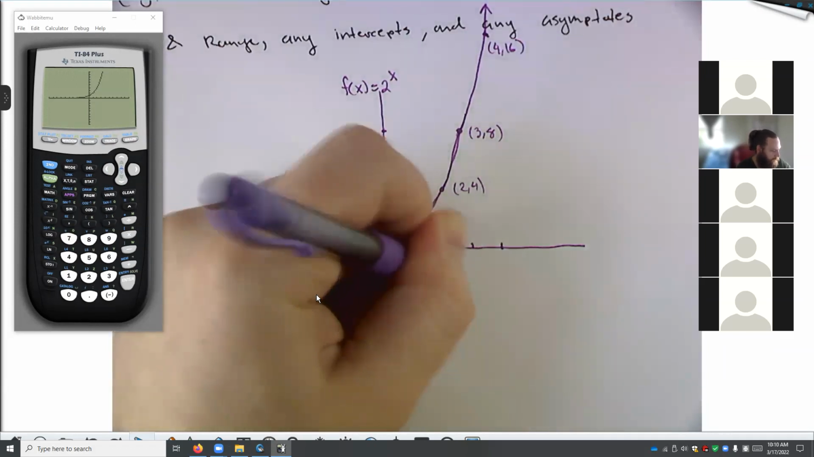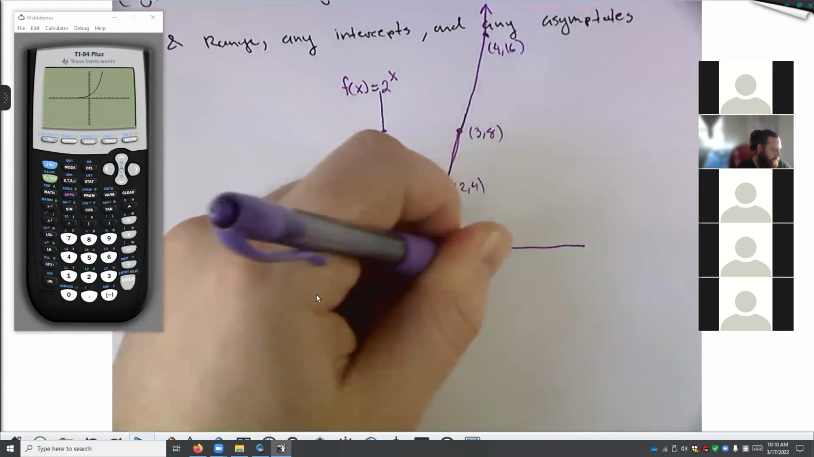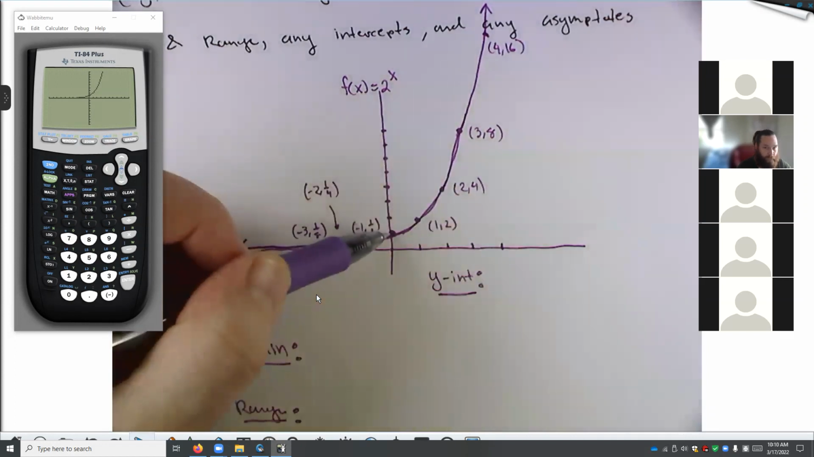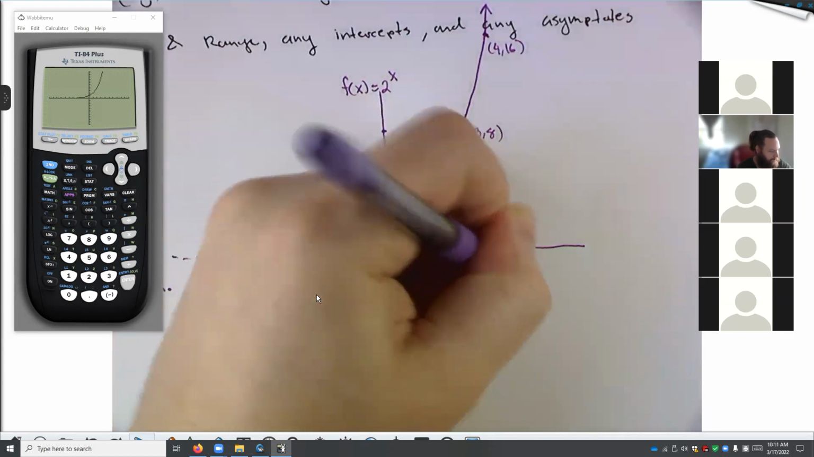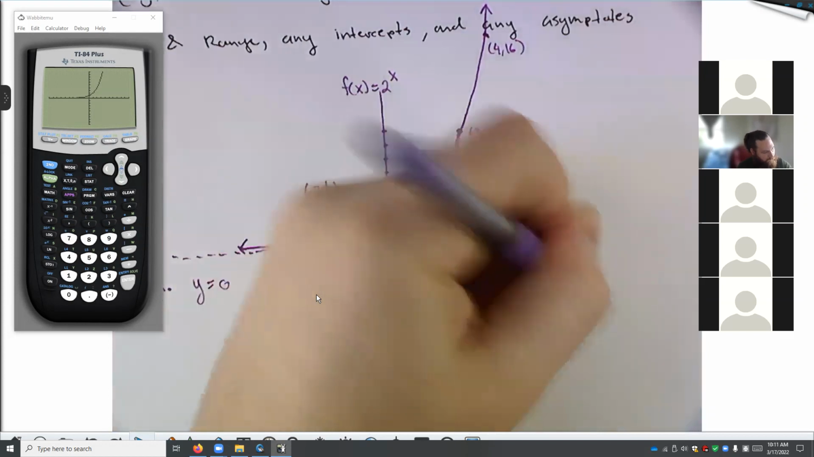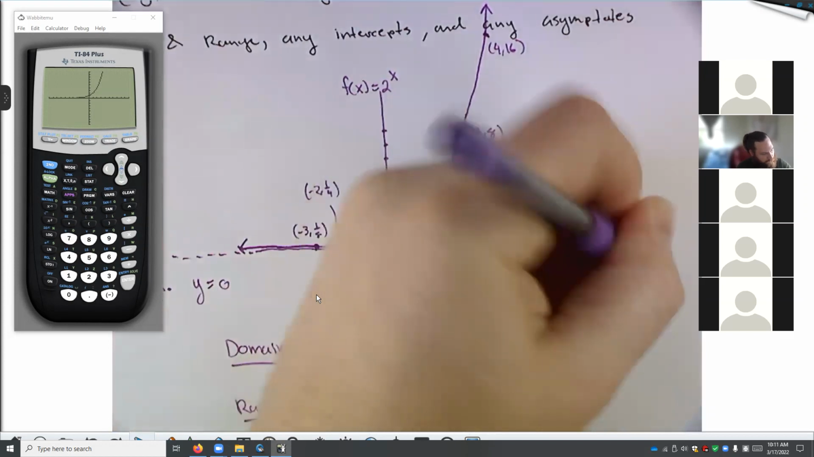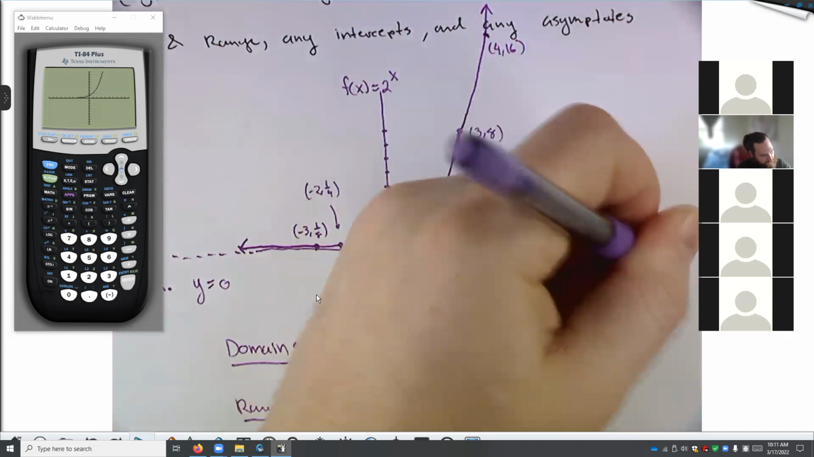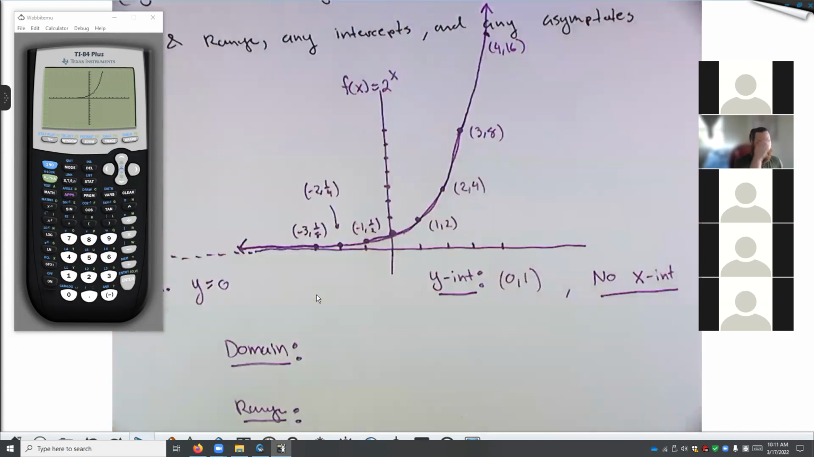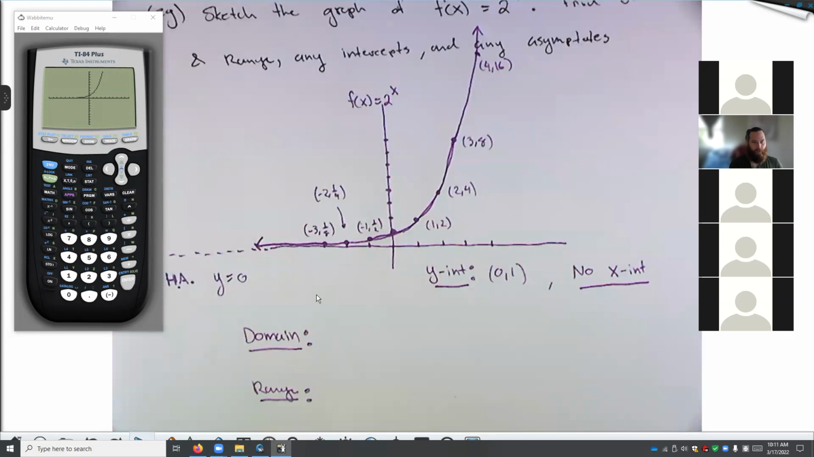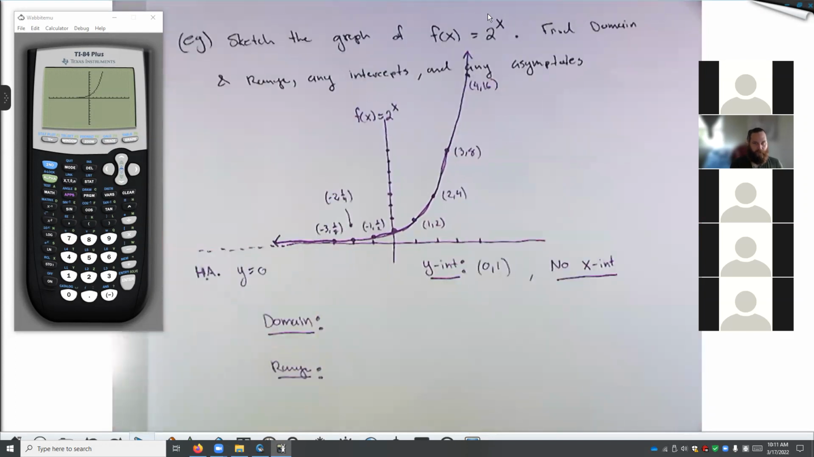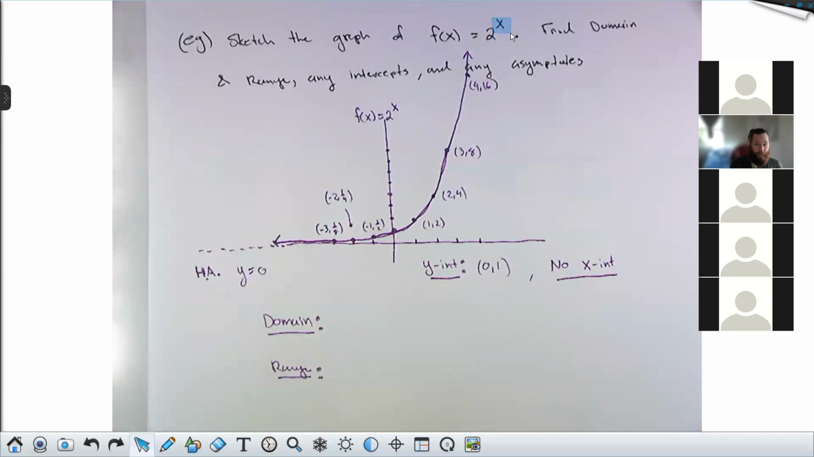So the y-intercept, we can see right here is the point 0, 1. And I said it, but we didn't write it. There are no x-intercepts, because no matter what number you plug in for x, 2 to the x will never be equal to 0. No matter how many times you chop something in half, you'll never get all the way down to 0.